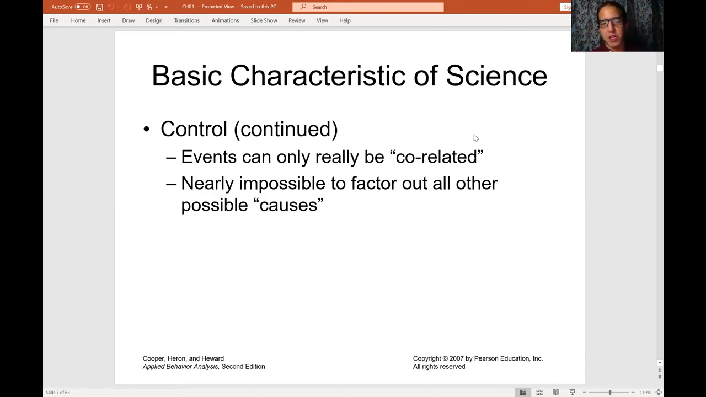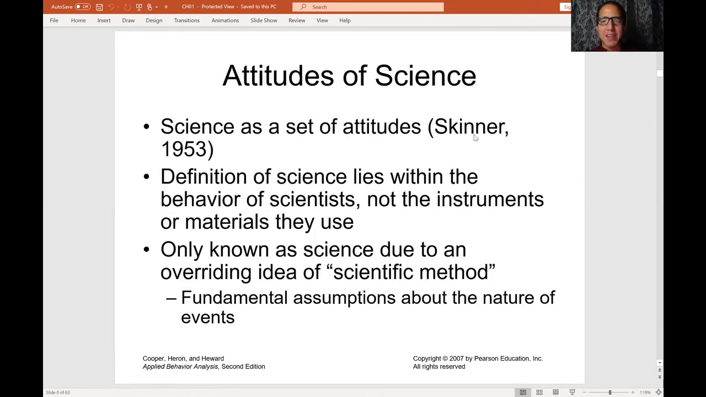We have to make sure that there are no other causes for it. So if we don't account for the other variables that are also influencing, we might not be able to establish a strong level of control. Right? Good. So, the attitudes of science.